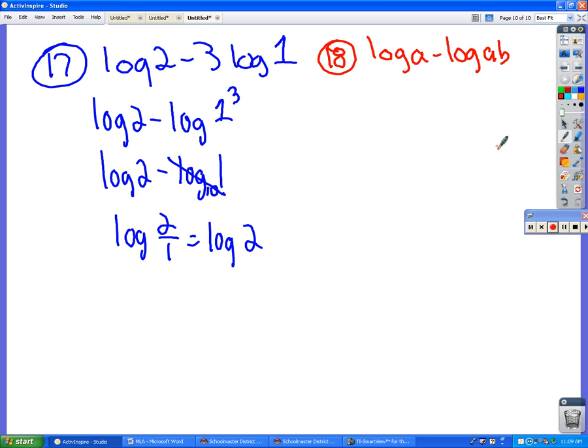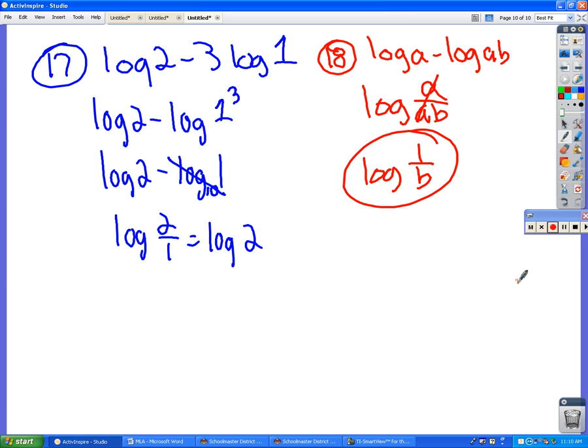18, same deal, but we are using variables. Subtraction is the same as division. I am writing this as a single log expression, so it is not log A divided by log AB. It is log A over AB. Okay? But then do the math. What can I do with the A's? Cancel. So it's log of B. That's log of 1 over B. You have to put 1 over B, because B is under the fraction. Okay, cool.